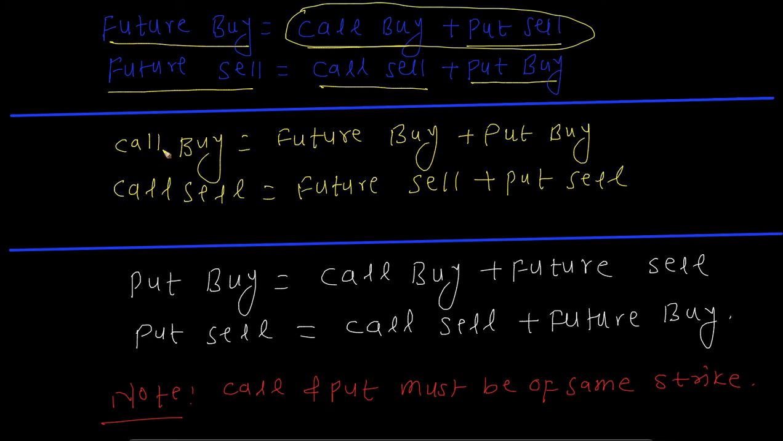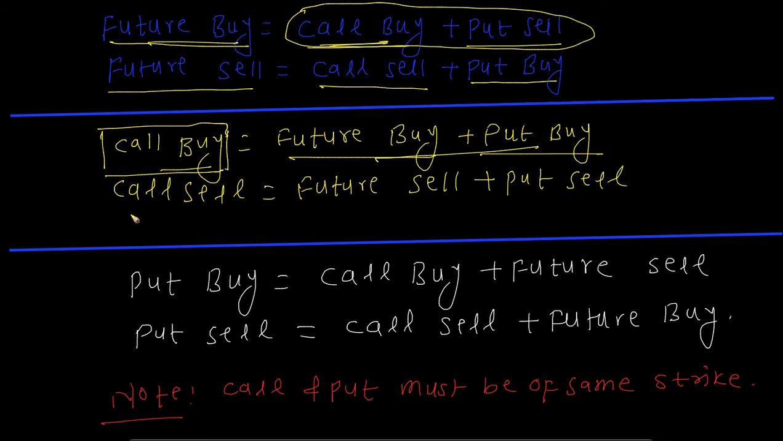Now, if I want to deduce the formula for a synthetic call buy, that means I don't want to buy a call directly. What other transactions can I do in order to make it a call buy? From this formula, I have a call buy on the right hand side of this equation. If I take this put sell to the left hand side, where I already have future buy, this put sell will become put buy. So call buy is equal to future buy plus put buy.